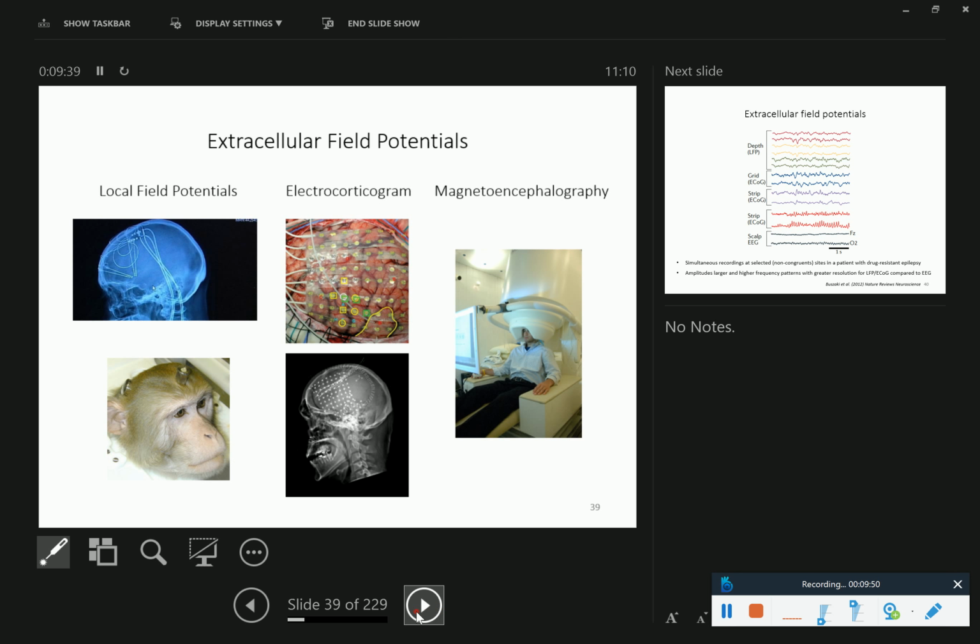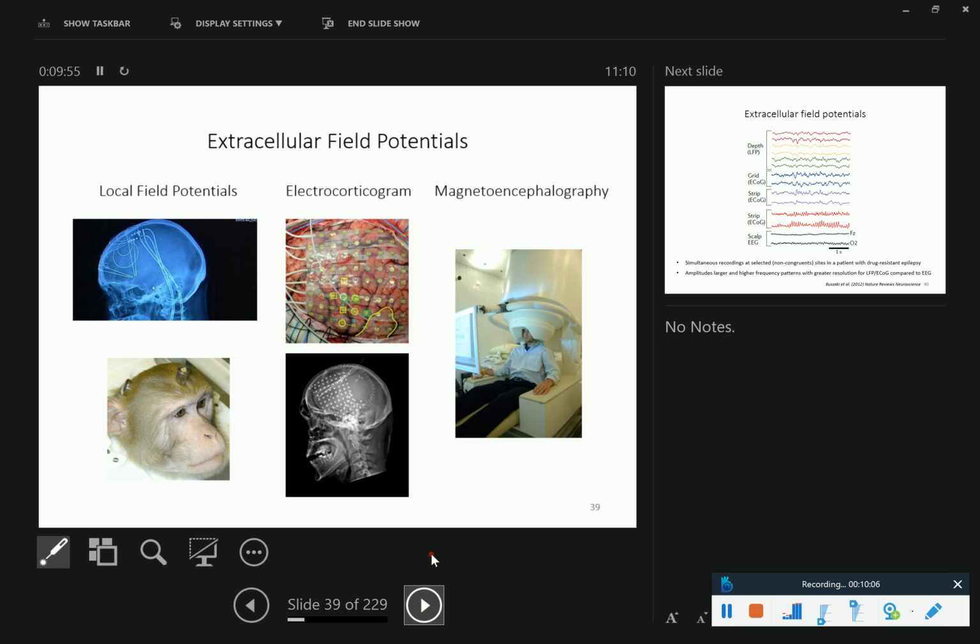So the difference between the ECoG and the electrode is just the size of the electrode? The size of the electrode, where it is. Where it is, so where it's stuck. Yeah. So it's not that this is something different.